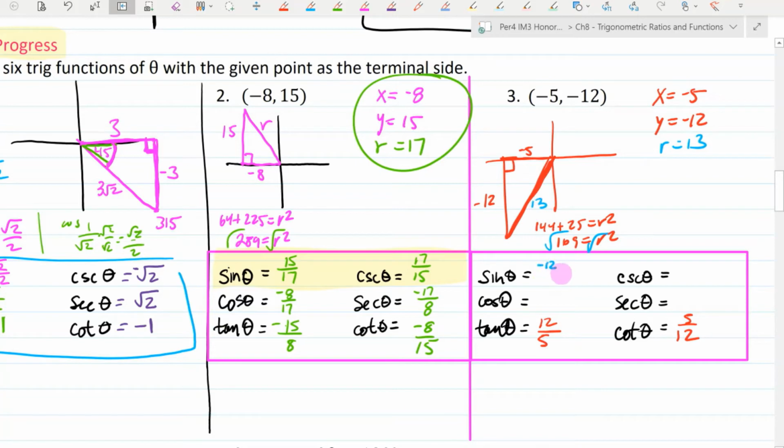So this is y over r. Cosine is x over r. And these are all the reciprocals, negative 13/12 and negative 13/5. All right.